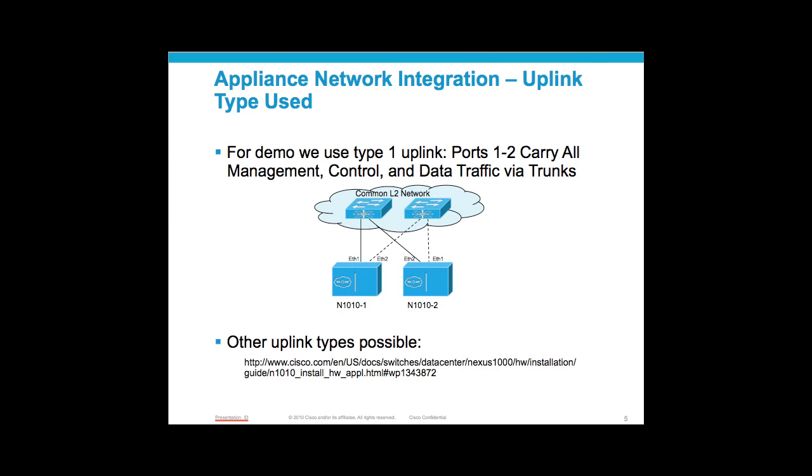There are 4 options to integrate the Nexus 1010 into your network. For this demo, we will use Type 1. In Type 1, we have all traffic, including management, control, and data, being carried over the ports 1 and 2. As you can see from the diagram, port 1 will be forwarding and port 2 will be standby. There are also other uplink types available, which are types 2, 3, and 4. You can find those under the configuration guide.